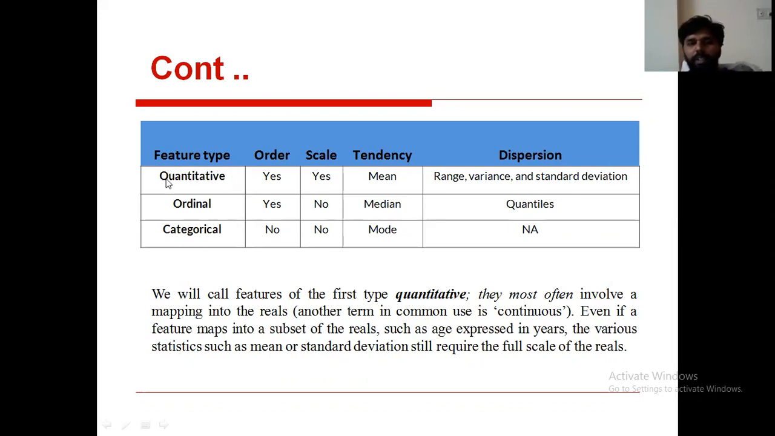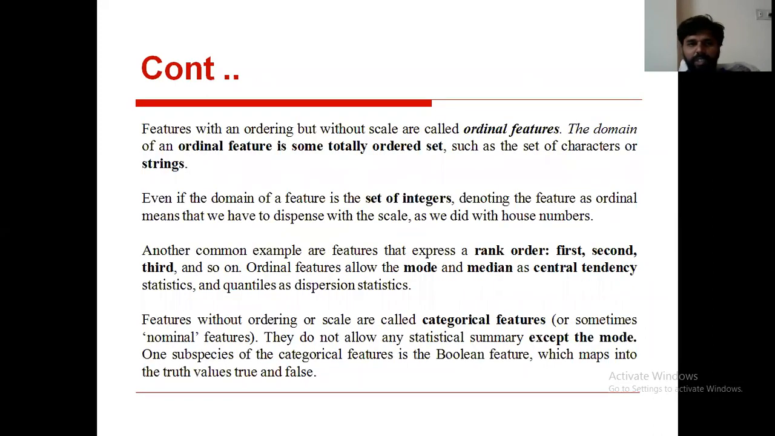See, in data warehousing and mining, features are called attributes. In machine learning, these attributes are called features. Right? Quantitative features, ordinal features, categorical features, and Boolean features. Now coming to the first one, observe this. Here, ordinal features maintain the order, but we can't scale the ordinal features. We can't measure ordinal features on the scale.